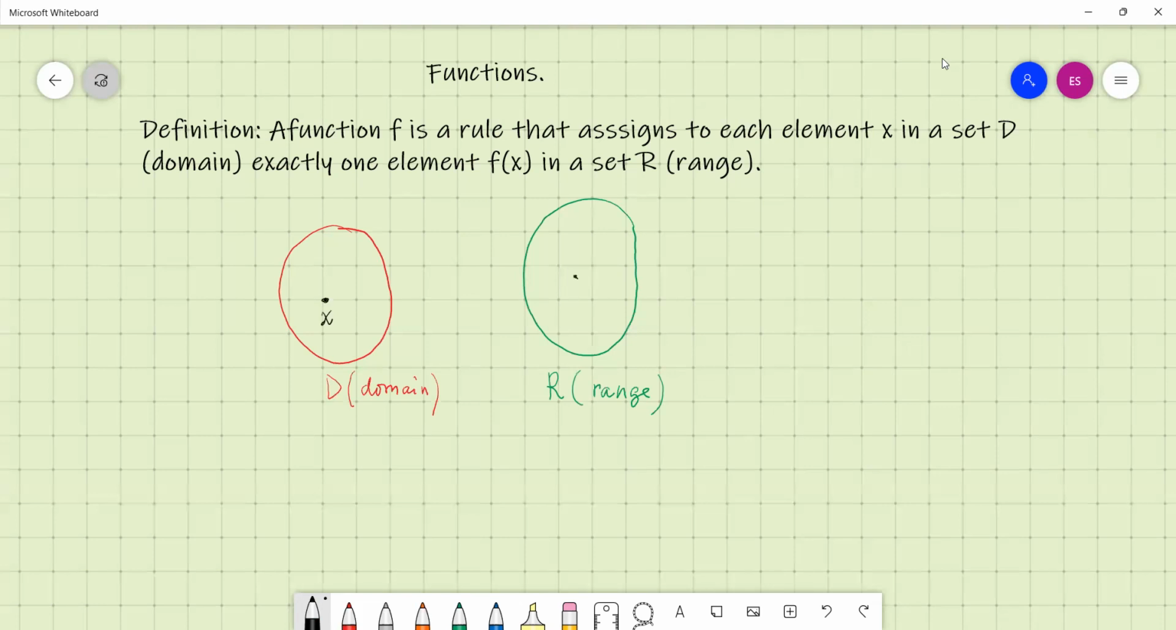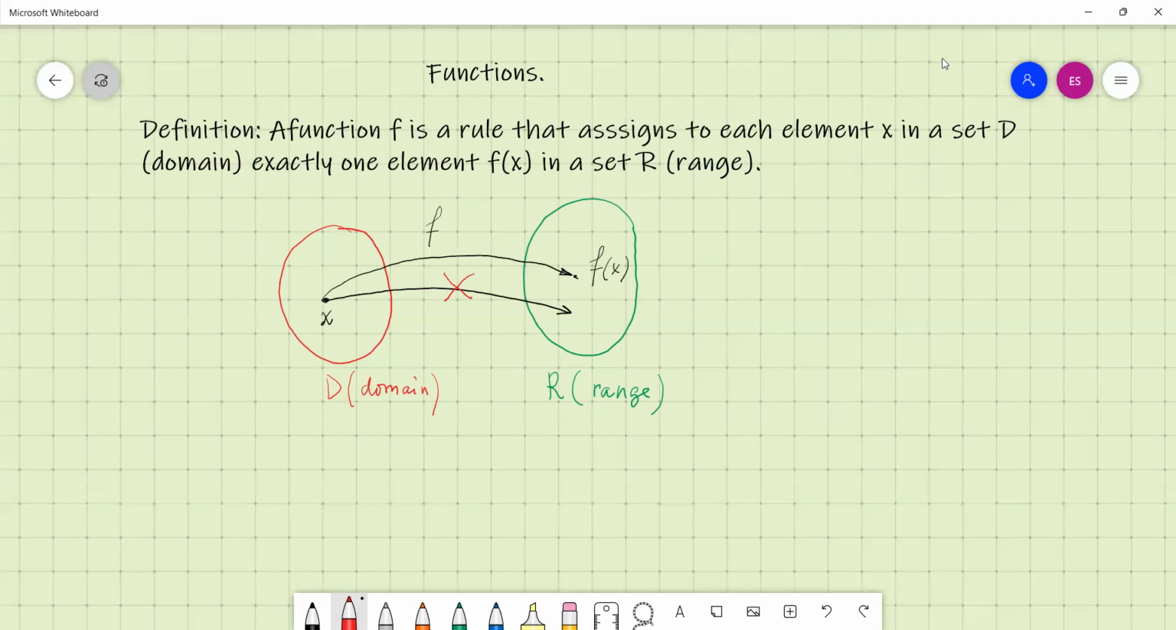And somewhere here is going to be element f of x, and they are connected by a rule. You tell which f of x corresponds to this x. This rule is called function f. Also, each element is connected to exactly one element here. So one element in set D is connected to one element in set R. We cannot have something like this, where the same element goes to two elements. That's a bad idea, so this is not going to work. One element x goes to exactly one element f of x.